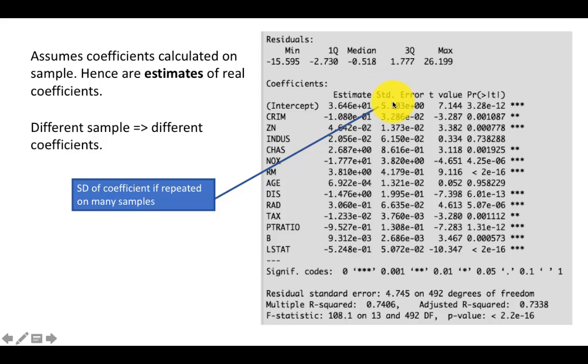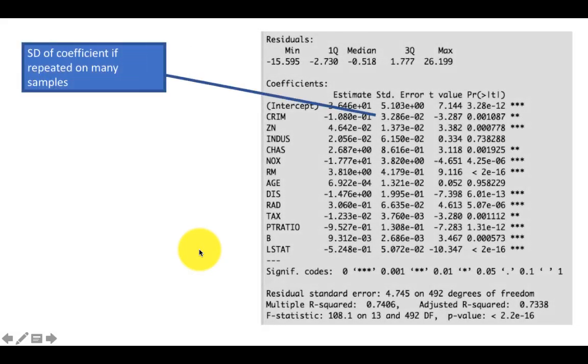So you get this because the system is assuming that this is a sample and it's somehow calculating what would be the standard deviation if you repeated this exercise on many samples. So that's what this is, the standard deviation or the standard error of the coefficients. So this is what we looked at: standard deviation of the coefficient if repeated on many samples. Usually we don't worry about that value for the intercept. We only worry about it for the actual model coefficients, the coefficients of the attributes.